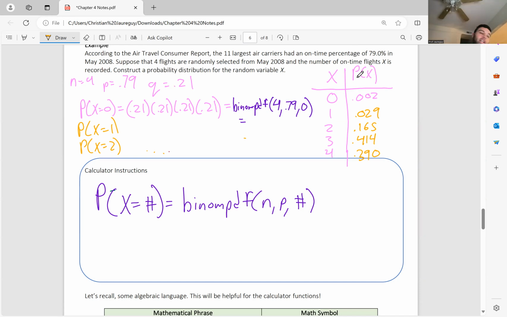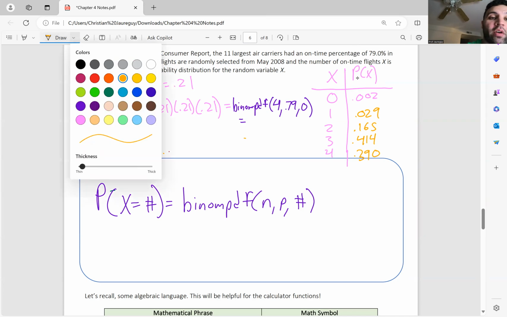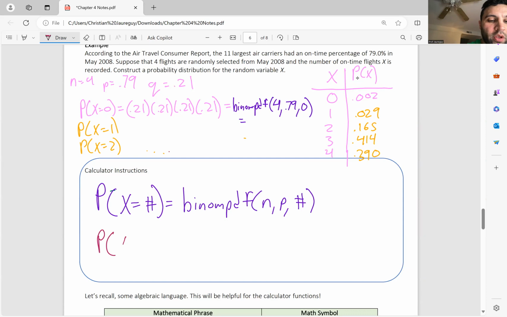Well, our calculator has another function that I pointed out earlier, binom CDF. What this tells us is a little bit particular. It only tells us the probability x is less than or equal to some number. Only less than or equal to. So if it's greater than or equal to, or just less than, we have to make adjustments. Binom CDF, N, P, and then the number.